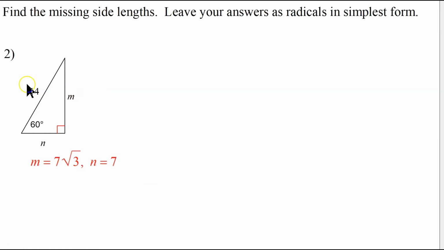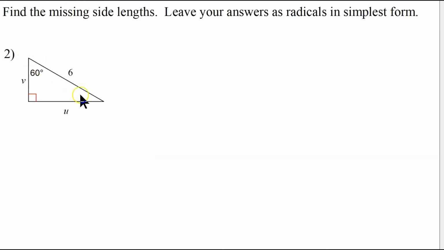Or you might get one like this. They give you the hypotenuse. Well, the shortest side is half as big as the hypotenuse. So the shortest side is 7. And this is 7 radical 3. Hypotenuse is 6. Shortest side is 3. 3 radical 3.